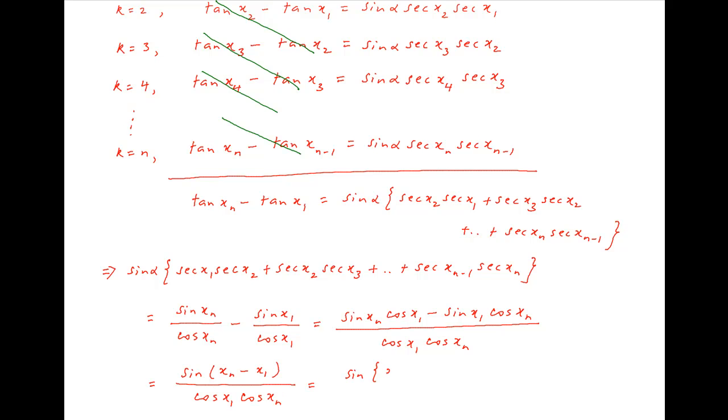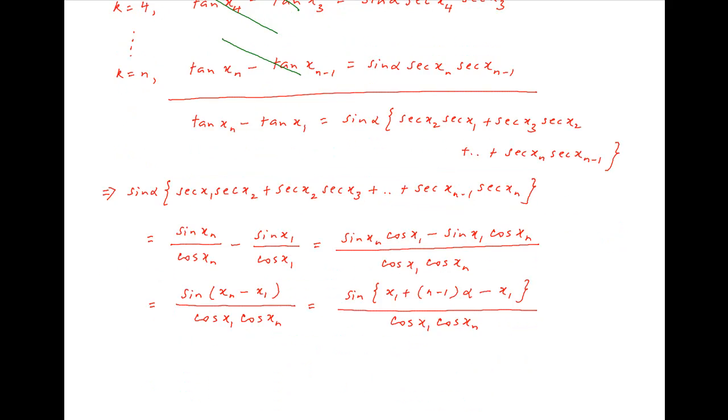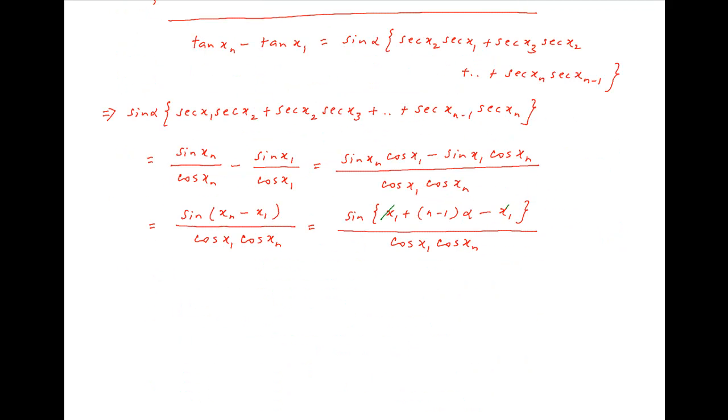Now in the numerator, xn can be replaced with x1 plus (n minus 1) times alpha, because it's the nth term of the AP, minus x1 in the numerator, and then divided by the same denominator. x1 cancels in the numerator and we are left with sine of (n minus 1) times alpha in the numerator divided by cos of x1 times cos of xn, which is the desired result.